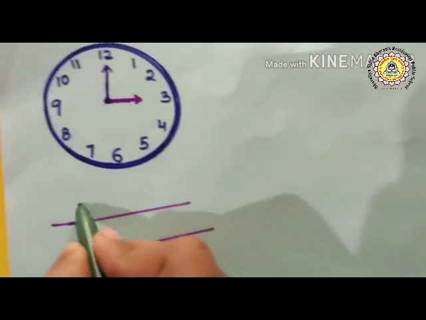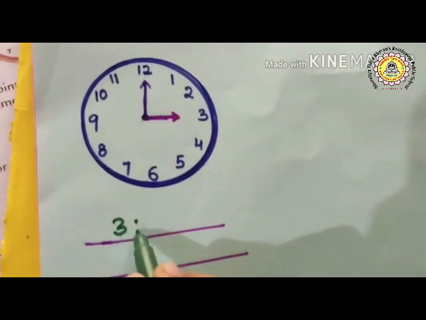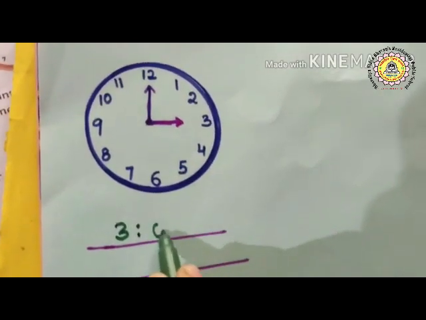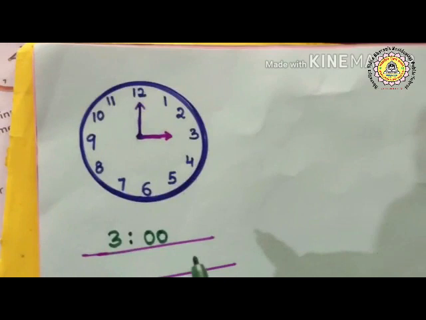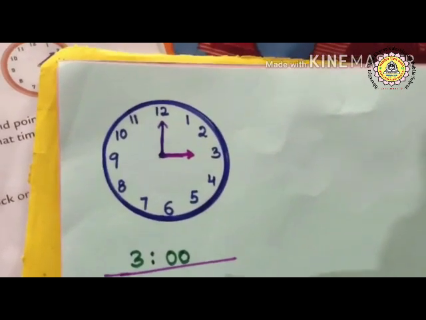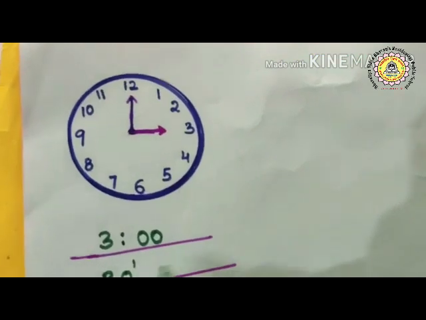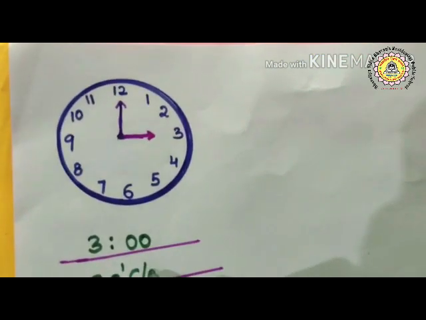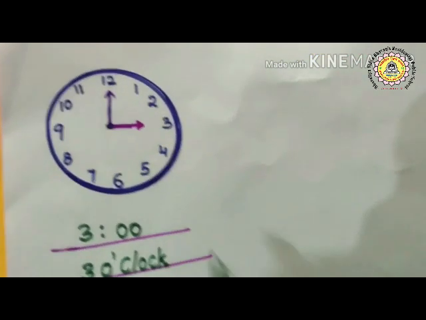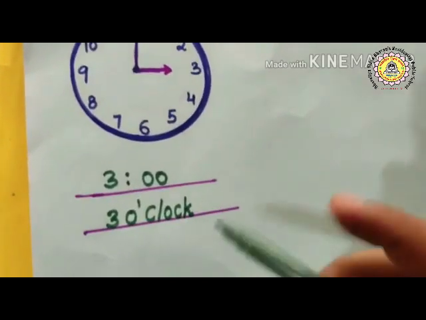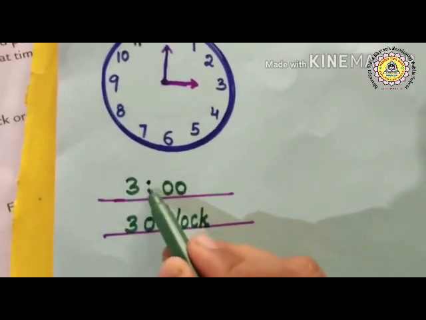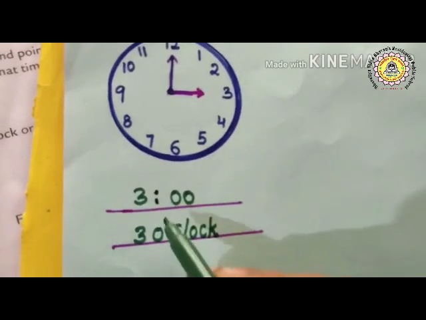See? The time is 3 o'clock. We can write like this. Always we must use two dots while writing time.